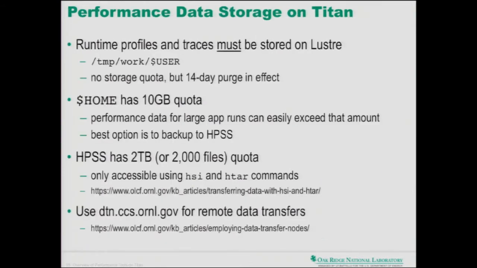Performance data on Titan, as I mentioned earlier, must be going to Lustre. One thing to note is there's a 14-day storage purge. So if you haven't touched a file in 14 days, it will be deleted. The other problem with performance data is it can grow quite large on large systems, and your home area only has a 10 gigabyte quota. So you're basically left with: get it off soon, or put it on long-term storage, where you have a lot more space. But for long-running applications where you're doing things like tracing, even 2 terabytes can come into play with something like Vampire Trace.